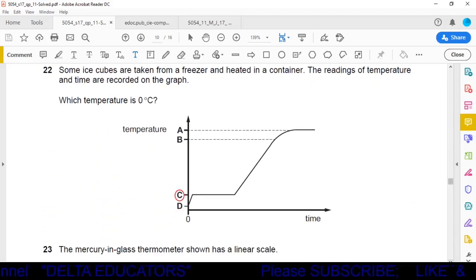Question number 22. Some ice cubes are taken from a freezer and heated in a container. The readings of temperature and time are recorded on the graph. Which temperature is 0 degrees centigrade? Okay, here we have taken some cubes of ice. When it is heated, its temperature rises, and when the temperature is at 0 degrees centigrade, the ice starts melting.